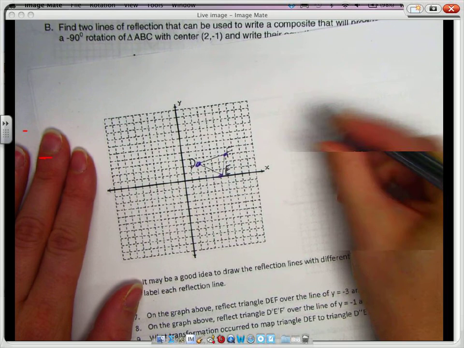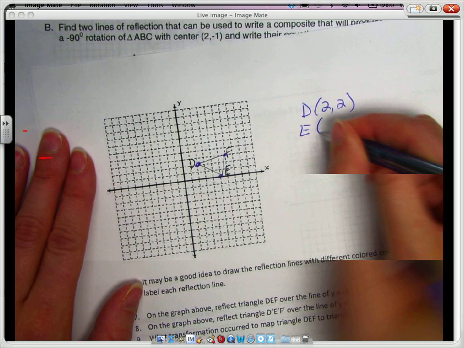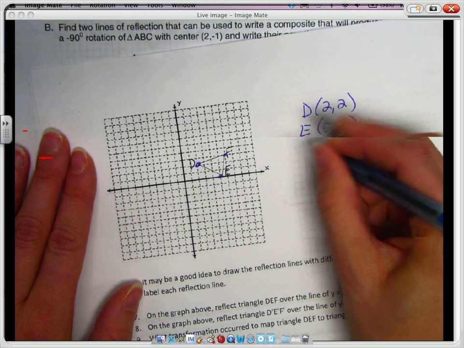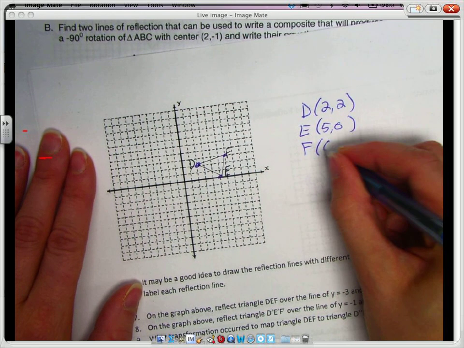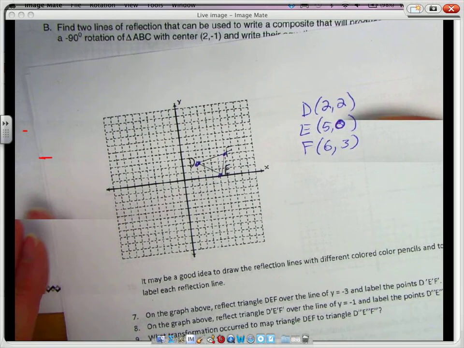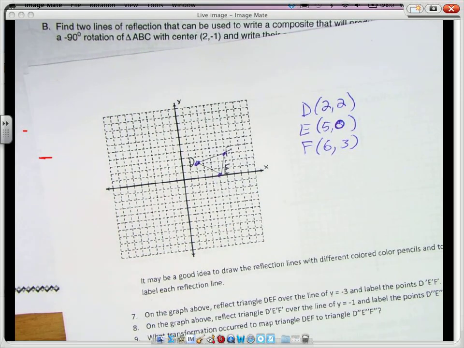All right, D is at 2, 2. E is at 1, 2, 3, 4, 5, 0. And F is at 6, comma 3. That's a 0. Okay. Everybody's got that? Please write it down. D is 2, 2. E is 5, 0. And F is 6, 3. Just because they're not exactly in a perfect spot, and I want to know.